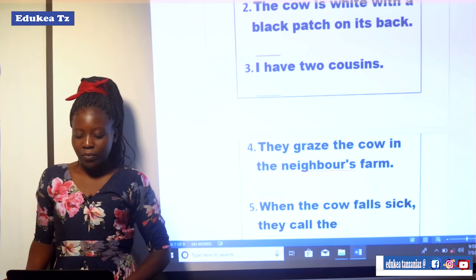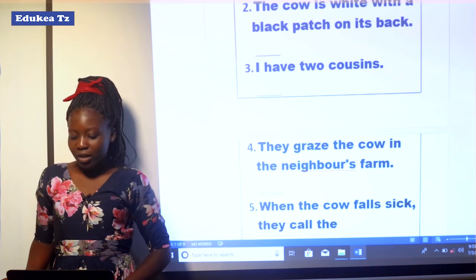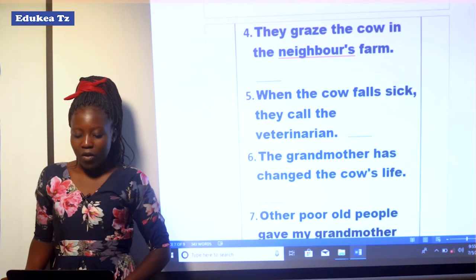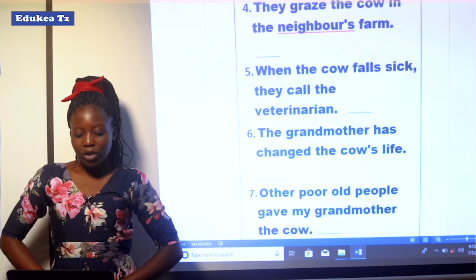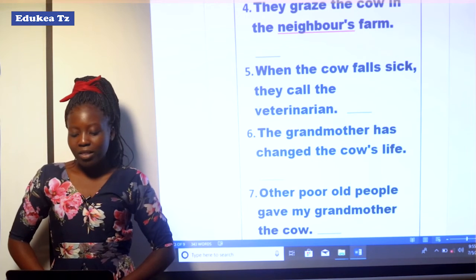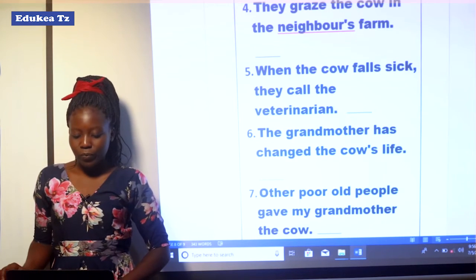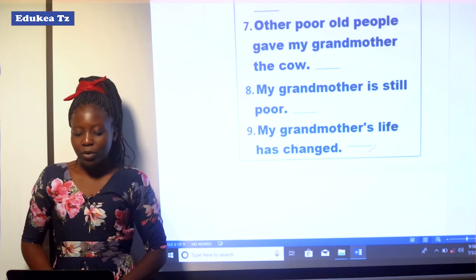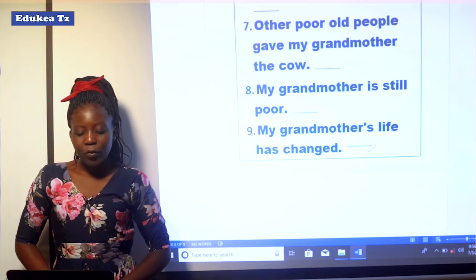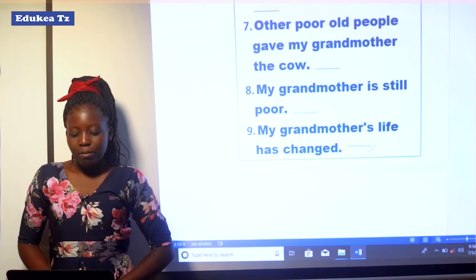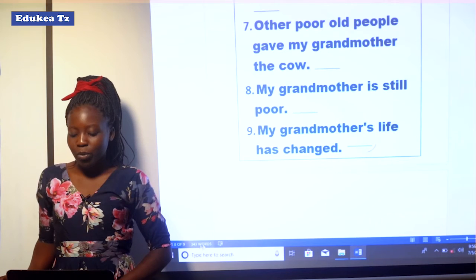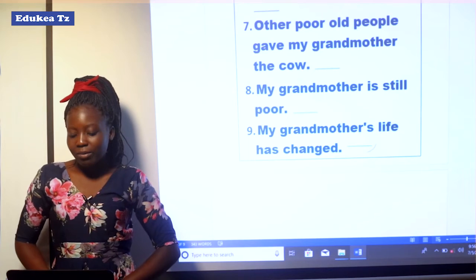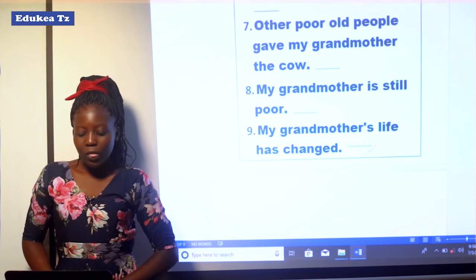Question number 5. When the cow falls sick, they call the veterinarian. Question number 6. The grandmother has changed the cow's life. Question number 7. Other poor old people gave my grandmother the cow. Number 8. My grandmother is still poor. Question number 9, and which is the last one. My grandmother's life has changed.